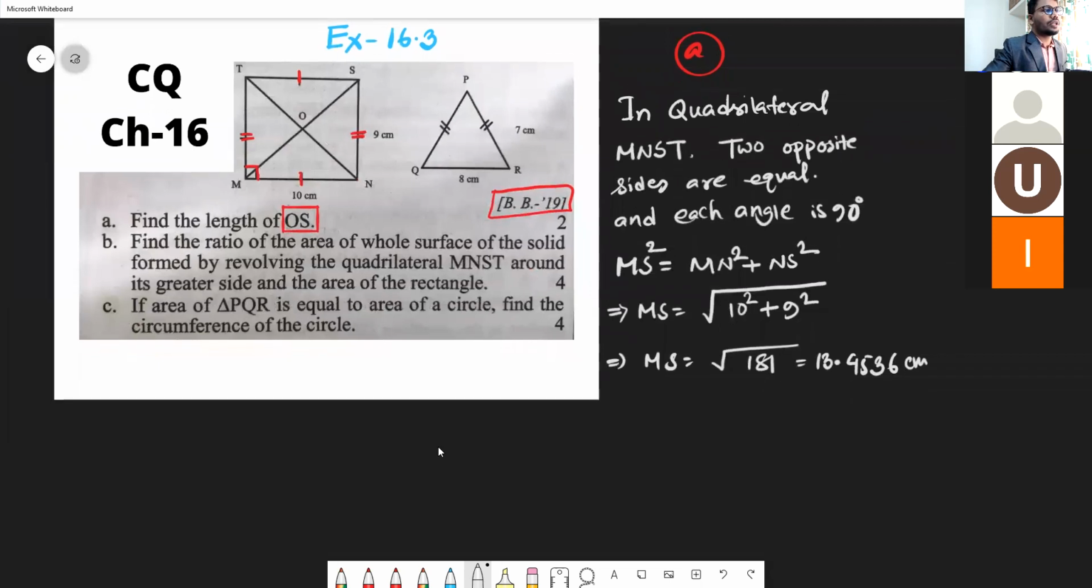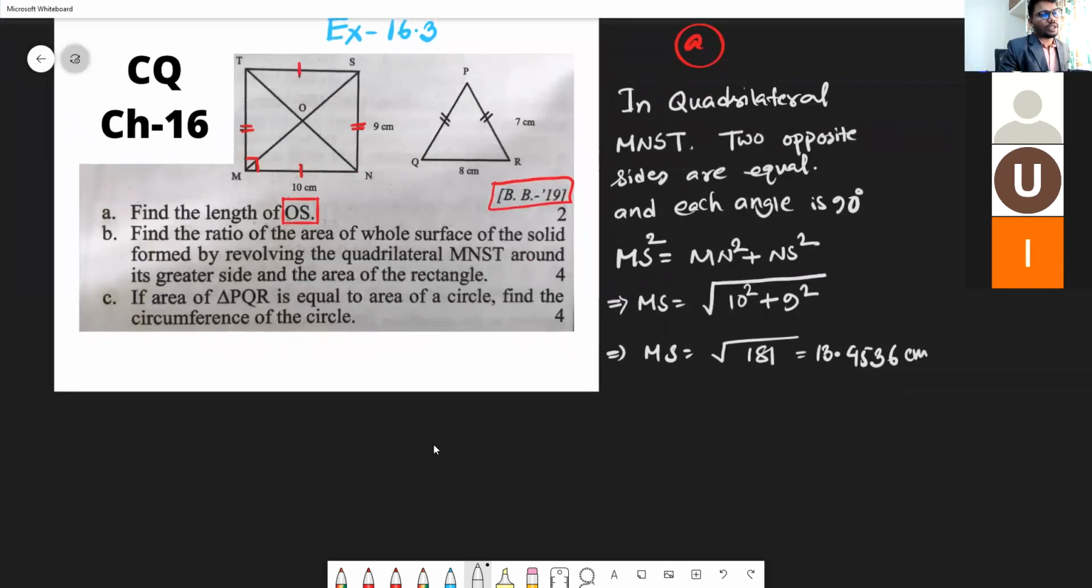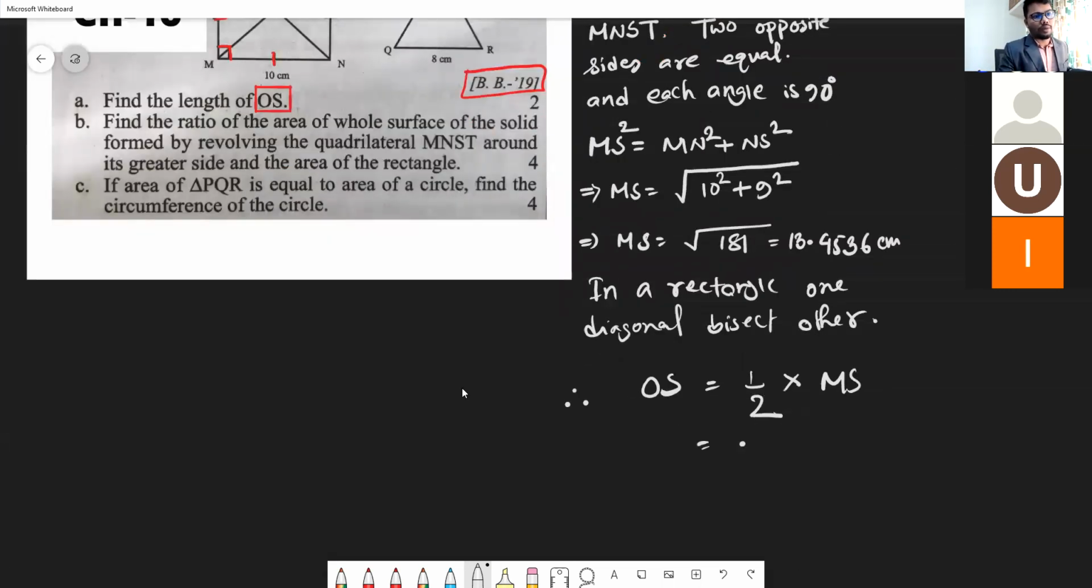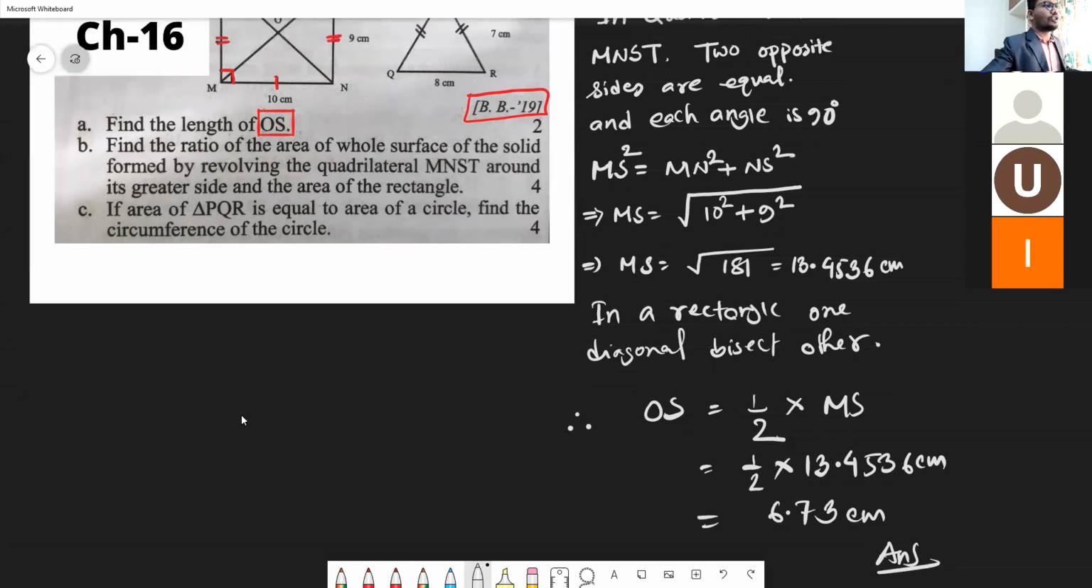We know in a rectangle, one diagonal bisects the other. So according to the question requirement, OS is equal to half of MS. So now half times of MS. MS means 13.4536 cm. So now after dividing, you will get 6.73 centimeter. And this is our approximate answer to the question.